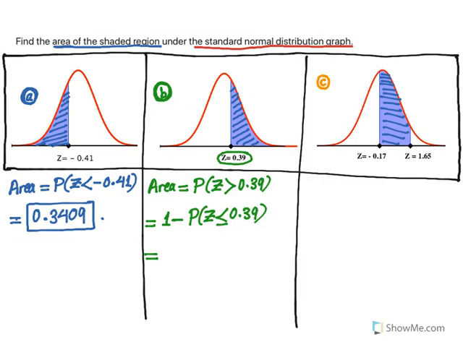So this here will be 1 minus 0.6517. And if you do this on your calculator, you should get 0.3483.